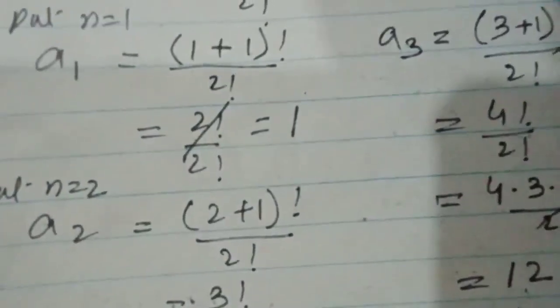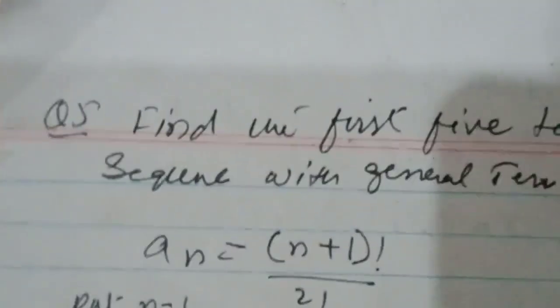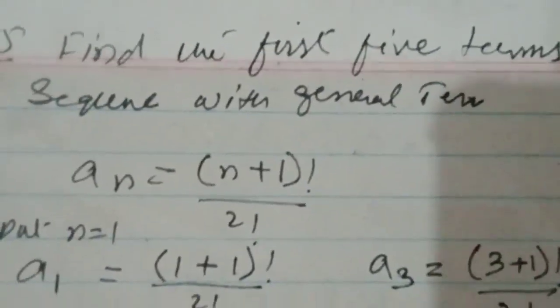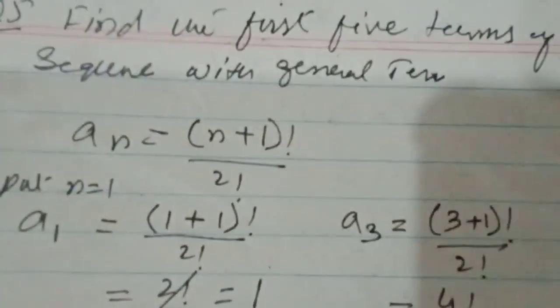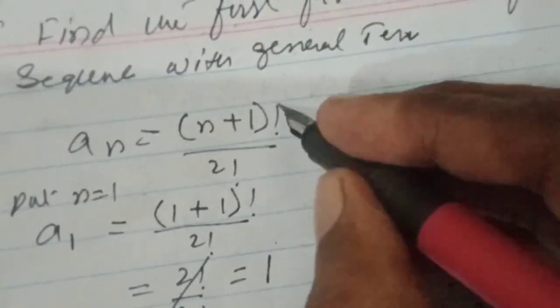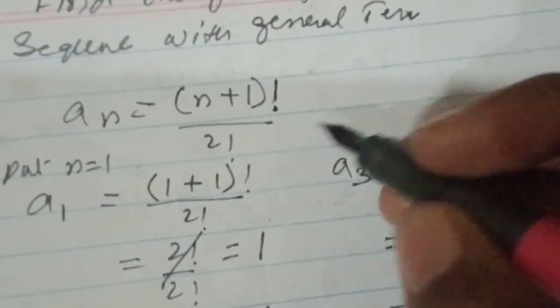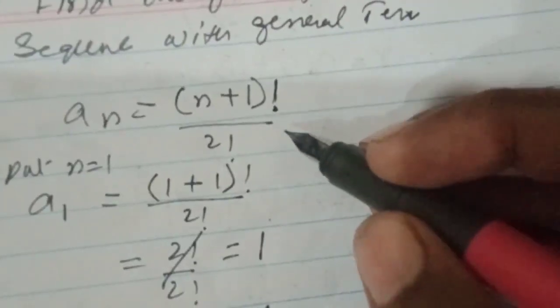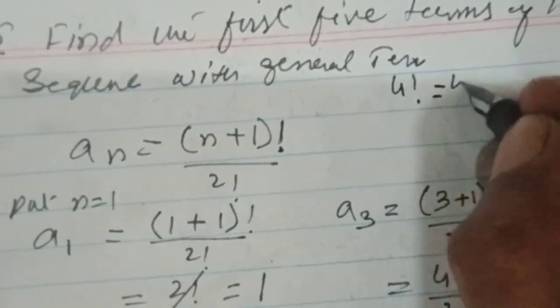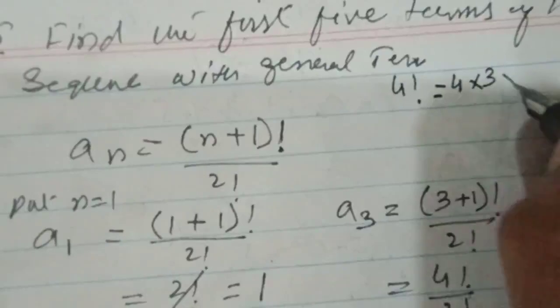So the next is our question number 5. Find the value of the first 5 terms of the sequence. Now again we have been given a general term, n plus 1 factorial. Now what is factorial? Factorial is a notation which we write. For example, suppose you have 4 factorial. It means 4 multiplied by 3 multiplied by 2 and multiplied by 1. This will be your factorial.